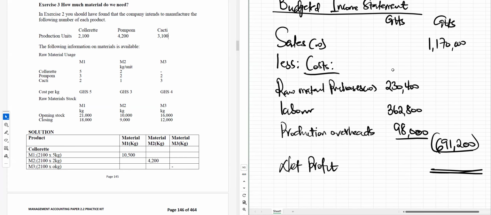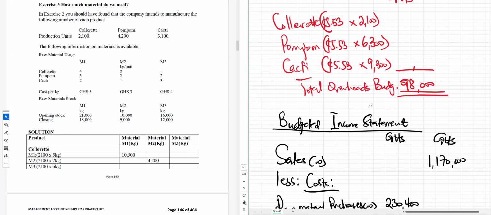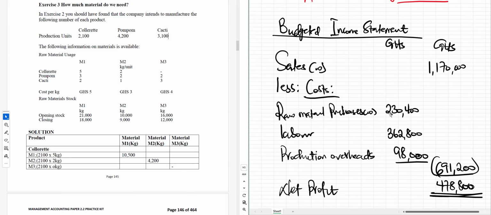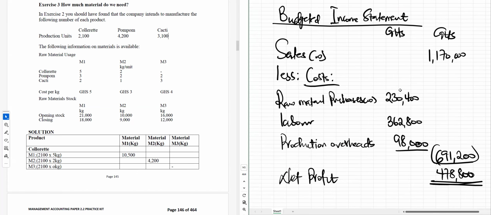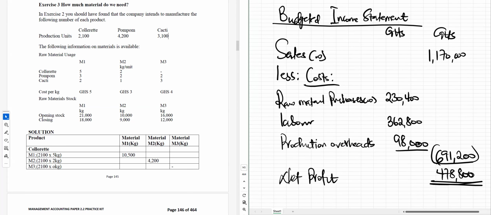You prepare the functional budget and come and use it to get 478,800. So you are done. So you see how we use one way, and it can waste time. You know, this is time wasting, just to come and get your income statement.